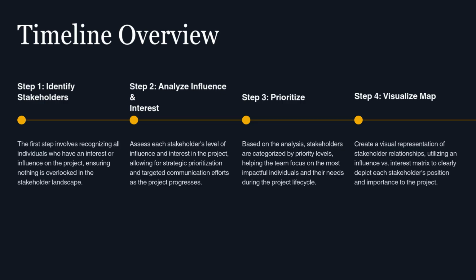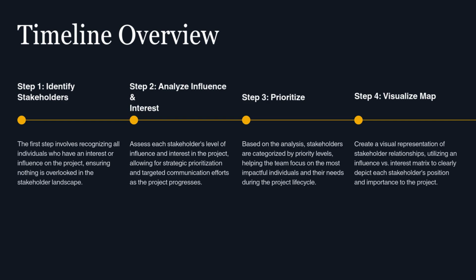This analysis will guide your communication and engagement strategies. Step 3, prioritize stakeholders based on your analysis. This will help you to focus on those who are most crucial to the project's success by ensuring that their needs and concerns are addressed efficiently. So by doing this, you're able to streamline efforts and maximize resources.